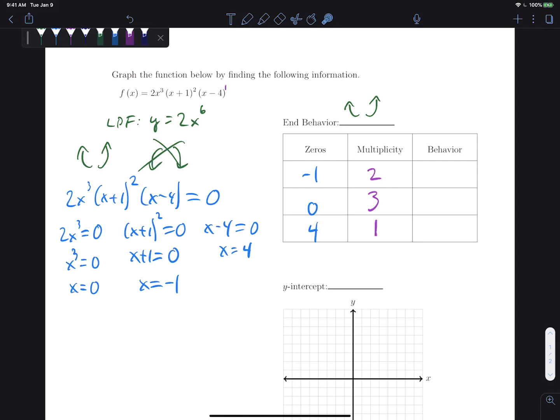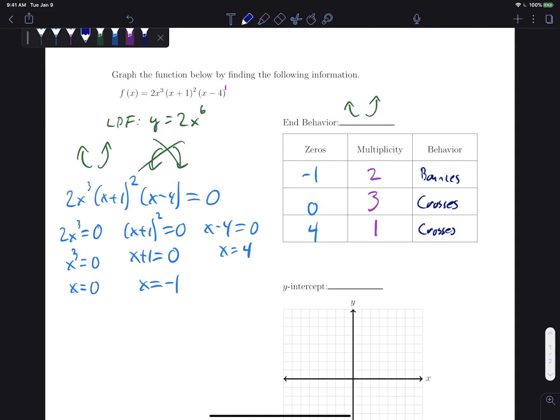As for the behavior at the zeros, if the multiplicity is even, it bounces, and if it's odd, it crosses. So with a multiplicity of 2, it bounces. With a multiplicity of 3, it crosses. And with a multiplicity of 1, it crosses.